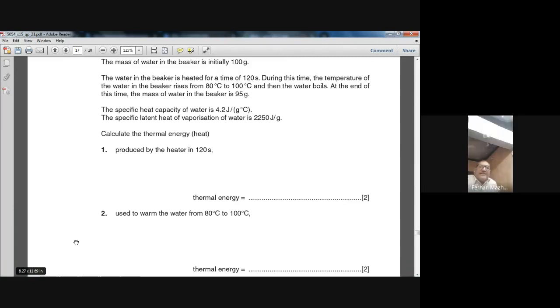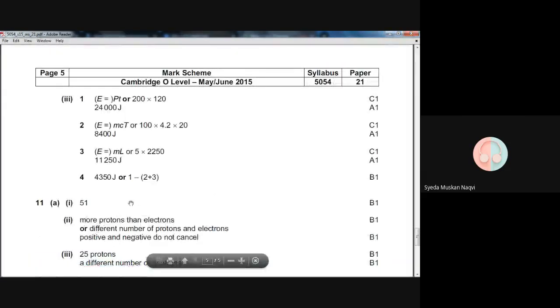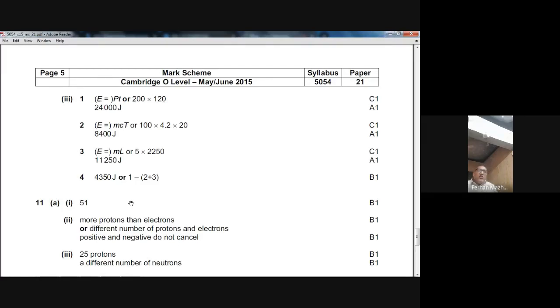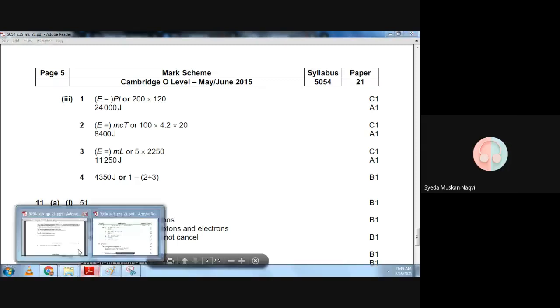8,400 joules. Yes, 8,400. Mentioning the unit is very, very important. You are always supposed to mention the unit. But do you understand this? Yes, sir. Whenever there is a change in the temperature, the heat involved during that time is mc delta theta. You understand? Yes, sir. Okay, the next part.